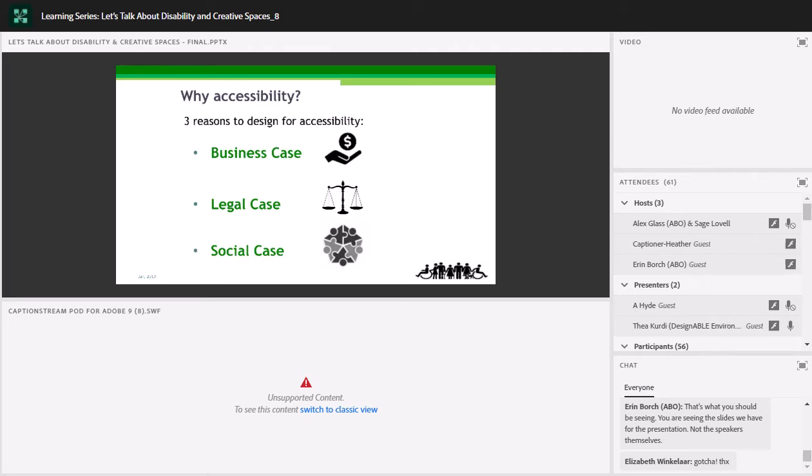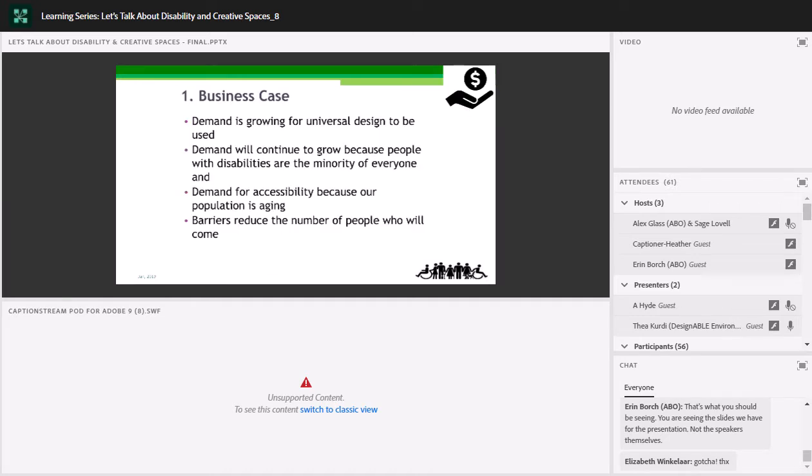So what I'm going to do is quickly review with you three reasons for your designs to be accessible. The first is the business case, the second is the legal case, and the third is the social case. So we'll start with the business case.